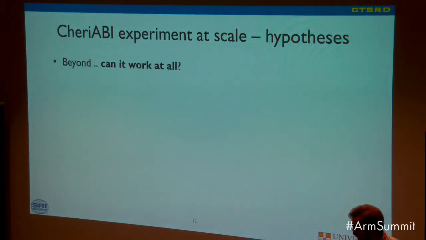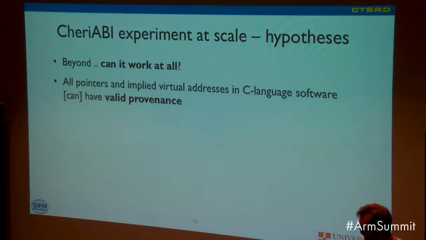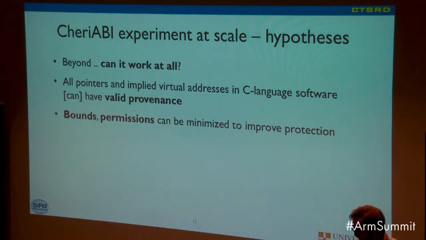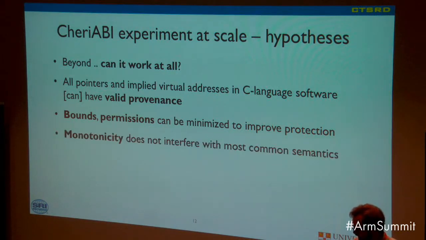So we want to do this at scale. First, we want to know, can it work at all? But then we have some specific hypotheses. For example, we want to know that all these pointers and implied virtual addresses either do have valid provenance or that we can ensure they have valid provenance. If they don't, then the program will crash and burn almost immediately. On bounds and permissions, we want to know how small you can make them and still have your software work. The smaller we can make them abstractly, the better the protection properties.